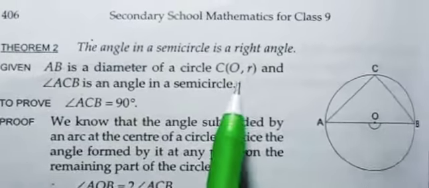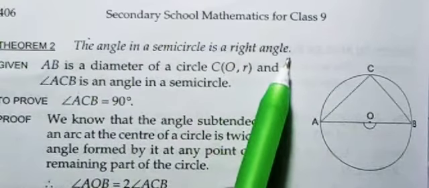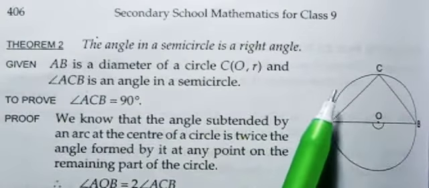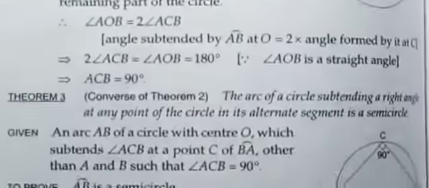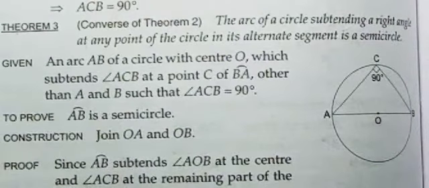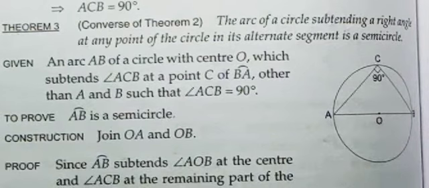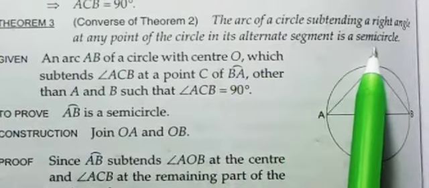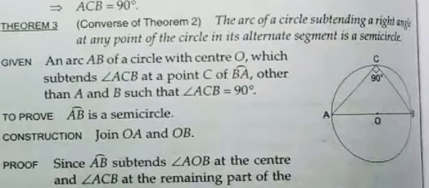What is the statement of theorem 2? The angle in a semicircle is a right angle. Okay, the proof is given and the picture is also given. So just go through the proof from the book. Next, move to theorem 3, that is the converse of theorem 2. The arc of a circle subtending a right angle at any point of the circle in its alternate segment is a semicircle. So that is the converse of theorem 2.